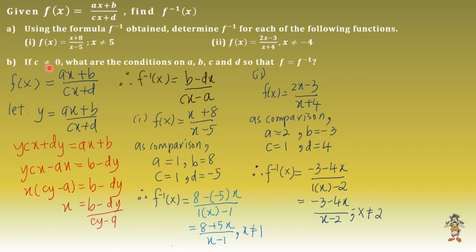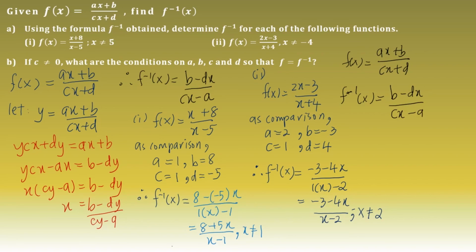If c is not equal to 0, what are the conditions on a, b, c, and d so that f equals f inverse? Again, we use the comparison method. Let me show you how, right? So from f(x) equals (ax + b) over (cx + d), and our f inverse is (b minus dx) over (cx minus a).